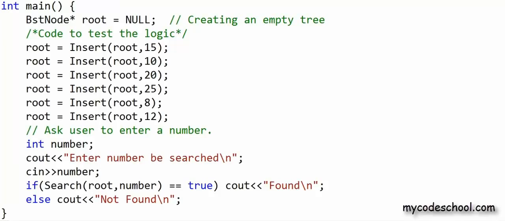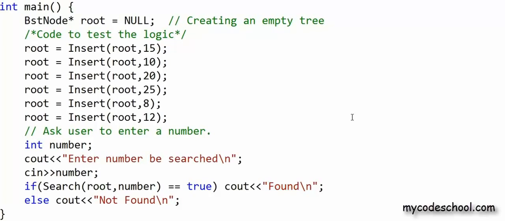Now in main function here we have this pointer to BST node named root to store the address of root node of my tree, and I'm initially setting it as null to create an empty tree. Then I'm making some calls to insert function to insert some data in the tree, and finally I'm asking user to input a number, and I'm making call to search function to find this number in the tree. If the search function is returning me true, I'm printing found, else I'm printing not found. Let's see what will happen in memory when this program will execute.